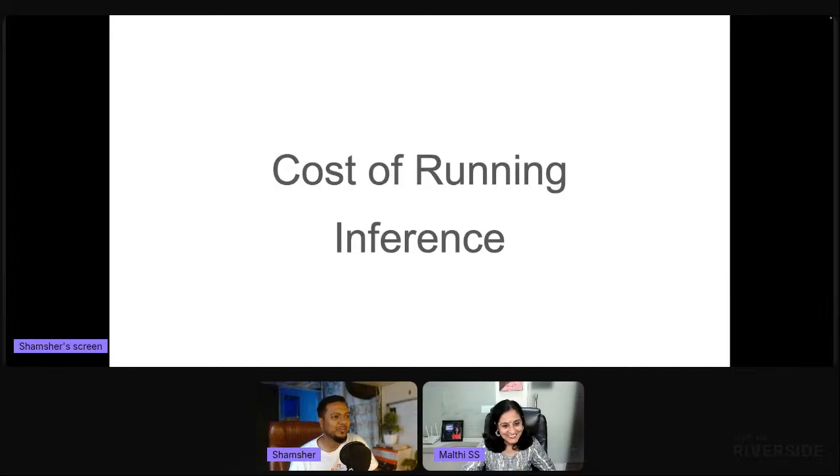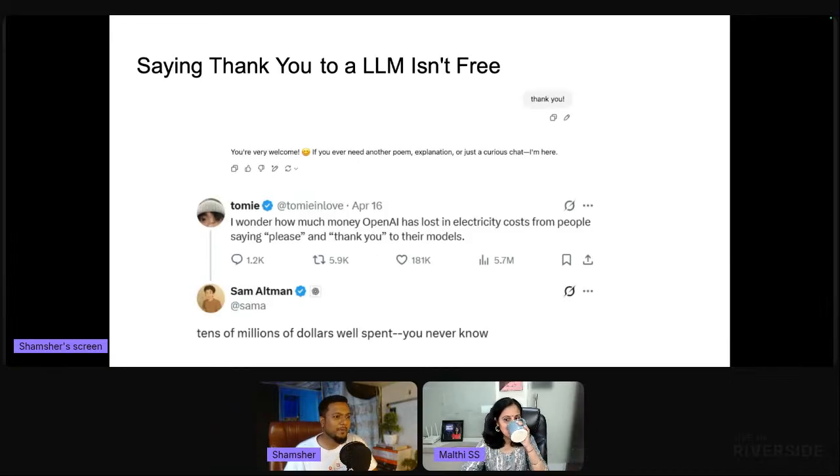So I'll quickly run through this because this is something you will have to really consider when you're building AI products, right? So I hope you have seen this tweet.